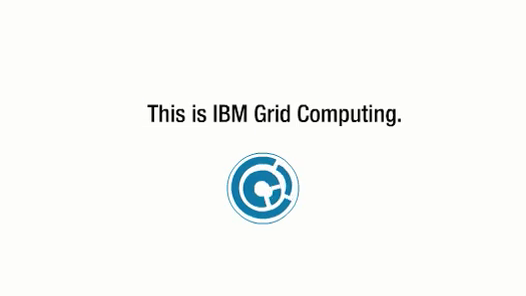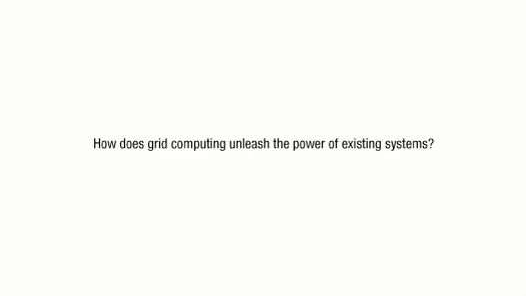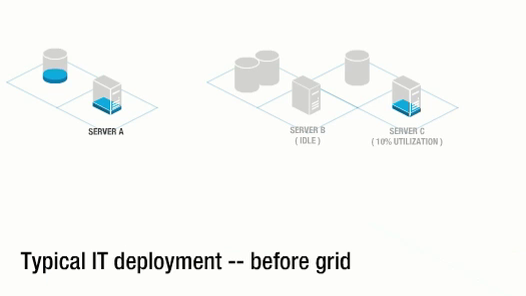This is IBM Grid Computing. How does grid computing unleash the power of existing systems? The typical IT deployment, before grid. A powerful application runs on a designated server. During peak cycles, that server can get overworked and the application can slow, wait, even stall.